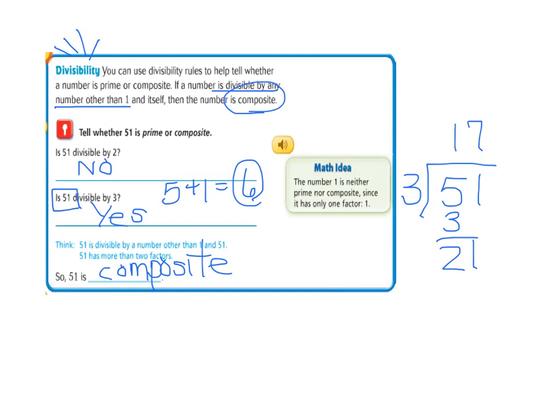So in this example, we used divisibility rules. Did you see how easy that was? I'm going to be using divisibility rules for my next couple of practice problems. Let's take a look at one.